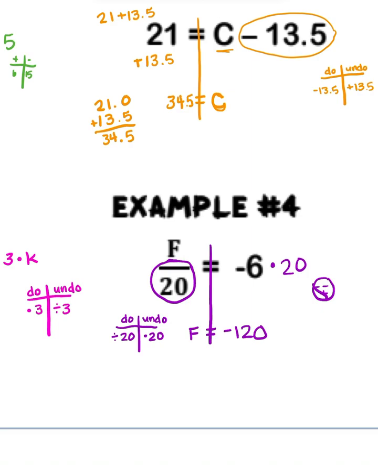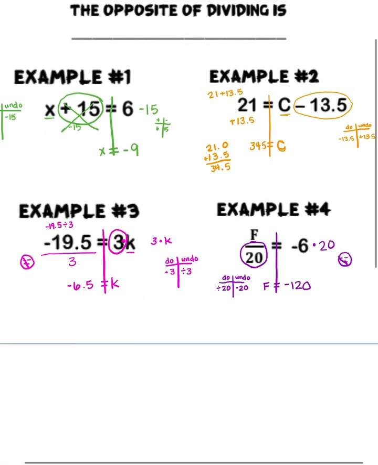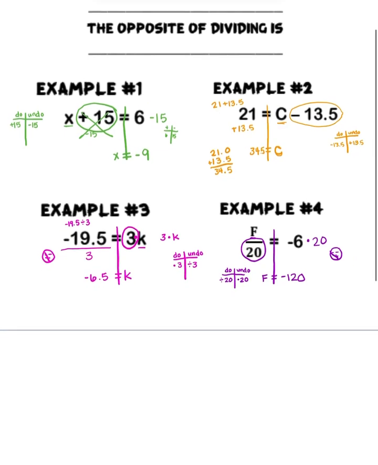So essentially the only thing we are really adding in is that do and undo chart, and that just helps us realize what is happening and what the opposite of that is.